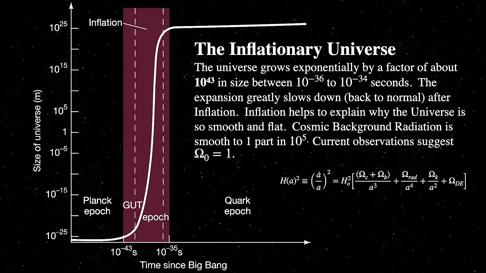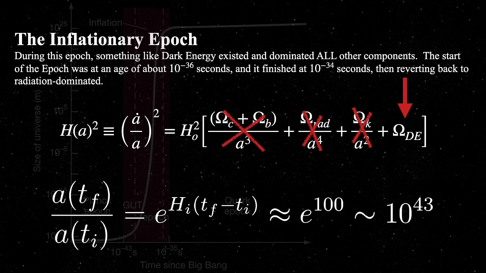At that time, the cosmic microwave background gets smooth, everything gets shoved apart, and at the end of that, it stops. So let's see what this is all about. During the inflationary epoch, something dominated all the other components of the rate of expansion, something like the dark energy component. Curvature, radiation, and normal matter didn't really matter for the energy density of the cosmos. It was just something that pushed the cosmos apart between 10 to the minus 36th and 10 to the minus 34th seconds, so that the scale factor at t_f, the final time, compared to the scale factor at t_i, the initial time, is an exponential expansion.